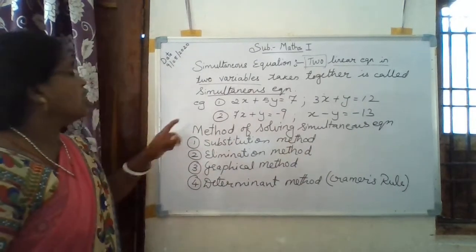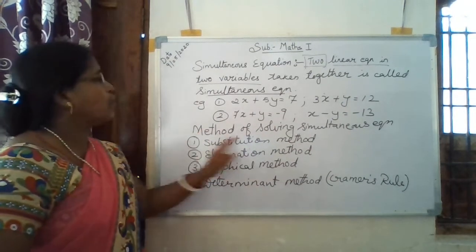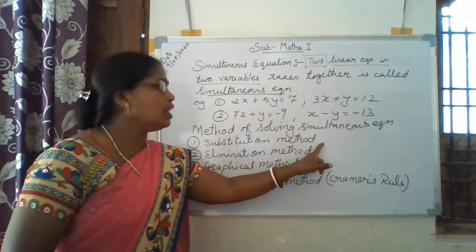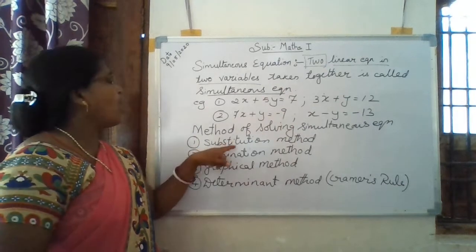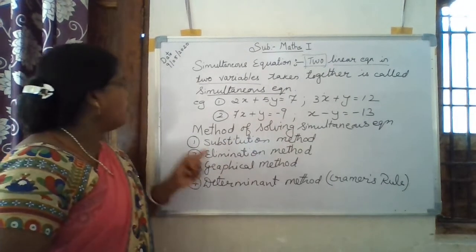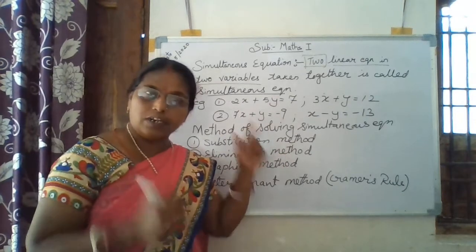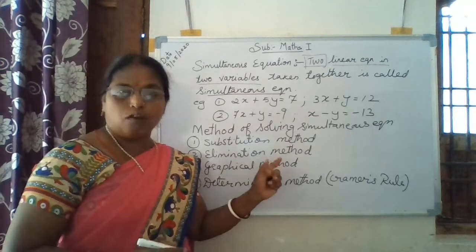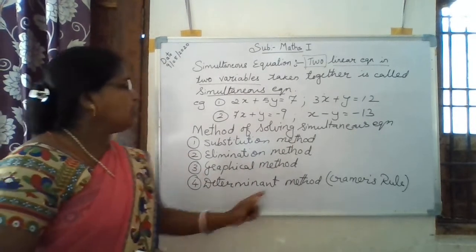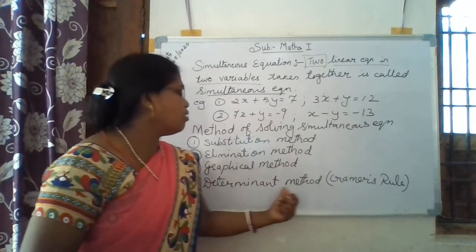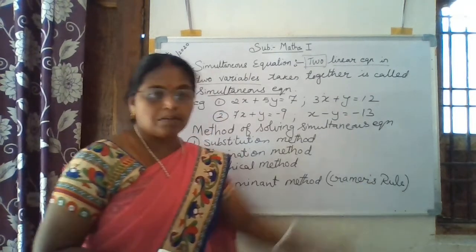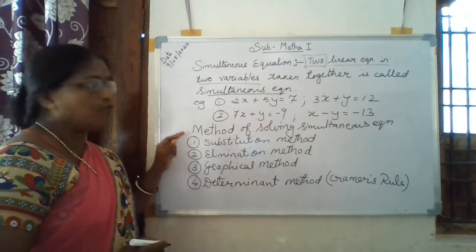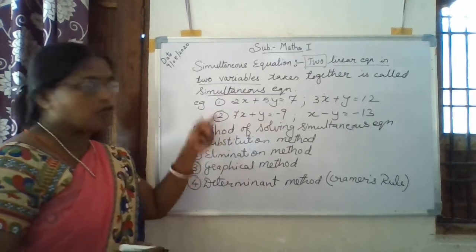So, these are the four methods of solving simultaneous equations. One is the substitution method, which you have already learned in 9th standard, so again we will revise it. The elimination method also you have learned in 9th standard, still we will revise it. The graphical method you have not learned. The last one is the determinant method or the Cramer's rule method. So, we will start now with the first method, that is the substitution method.